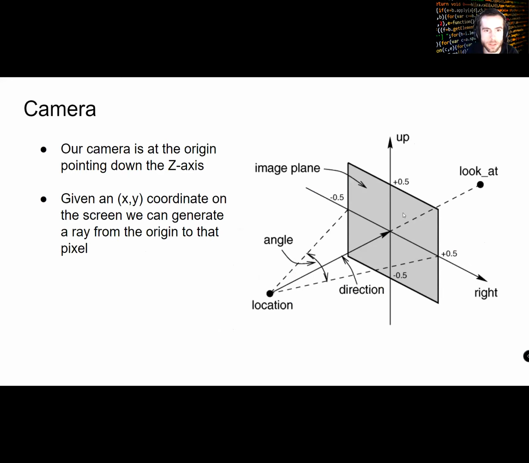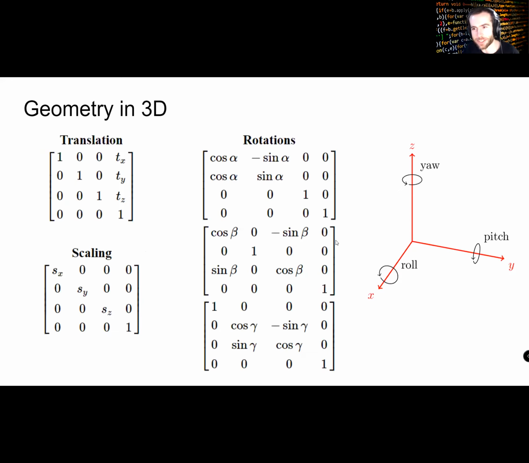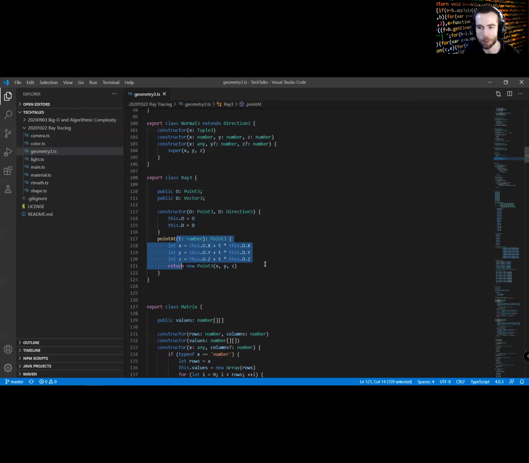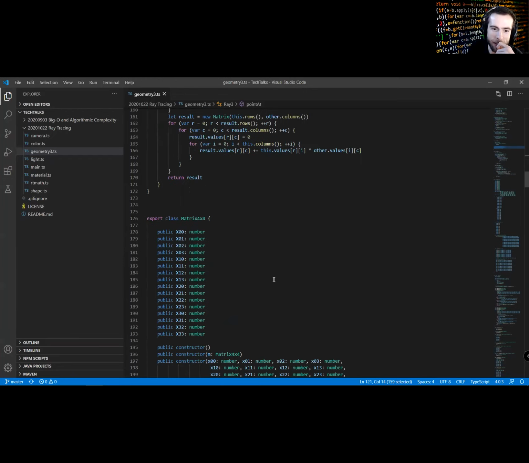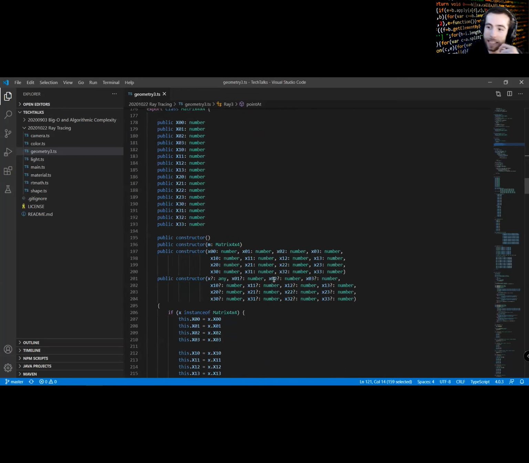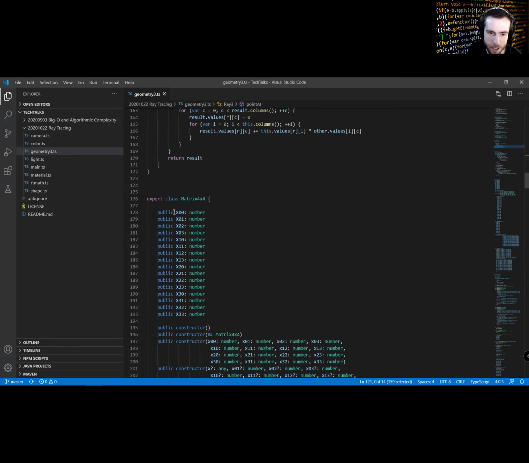So yeah, let's look at the code for these transformations. The code is a little bit brutal. I adapted it to some old code that I wrote a while ago. I'm not super proud of it, but it gets the job done. And at the end of the day, that's what's important. I actually have it hard coded.